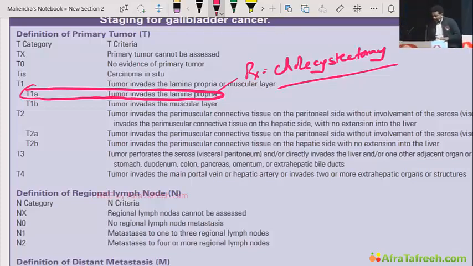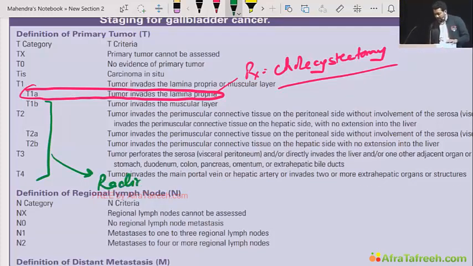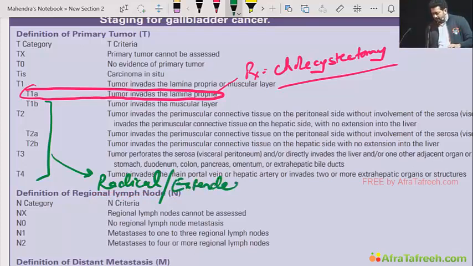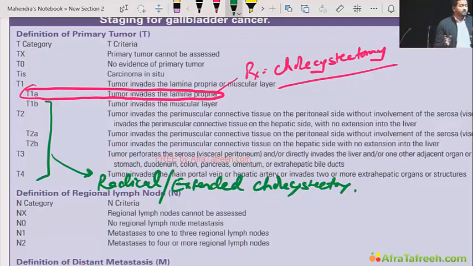But if it is anything beyond it, then you will do a radical cholecystectomy. Radical or extended cholecystectomy, in which you will call the patient again and remove a part of the liver, and remove the lymph nodes in that area. So that is radical or extended cholecystectomy.